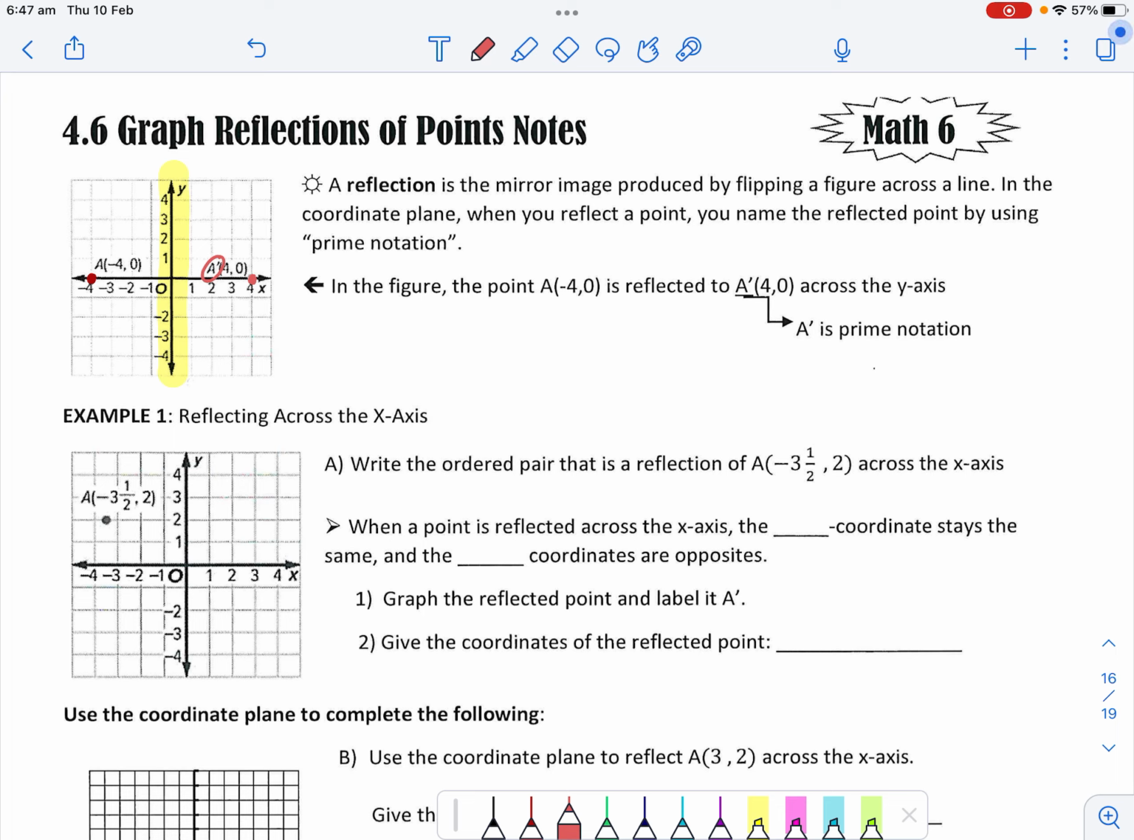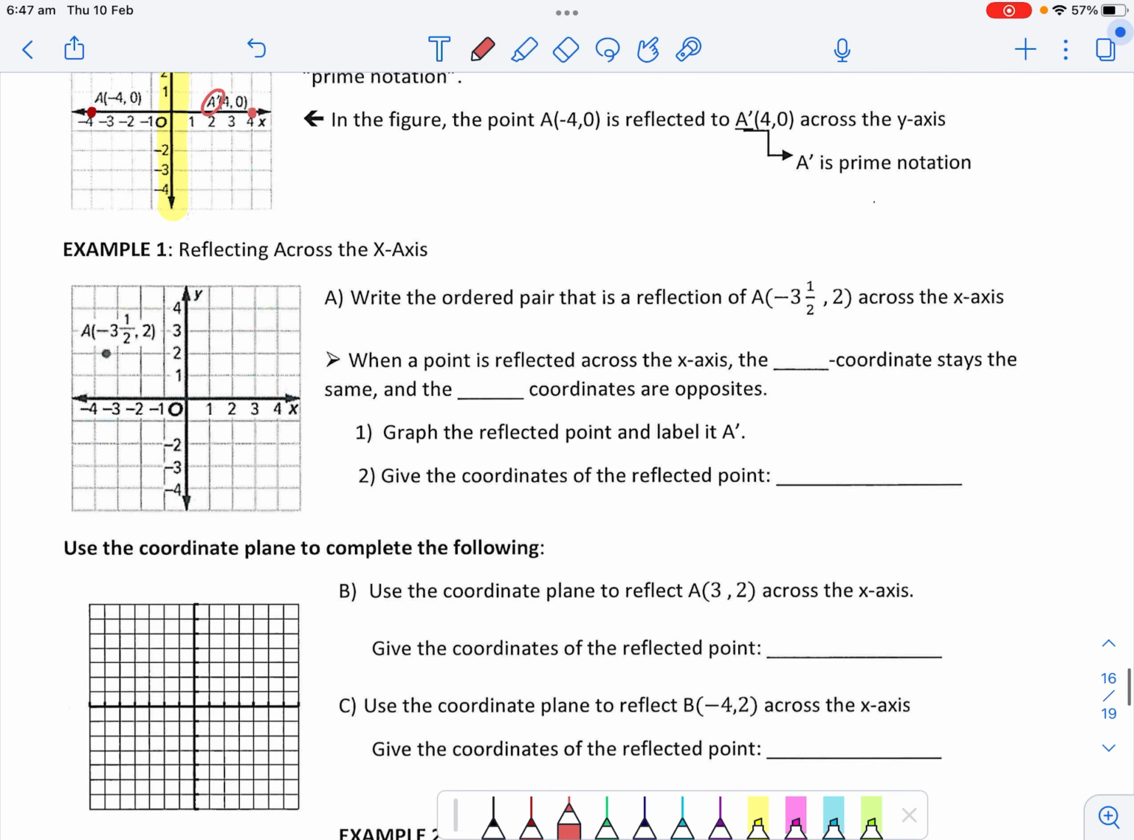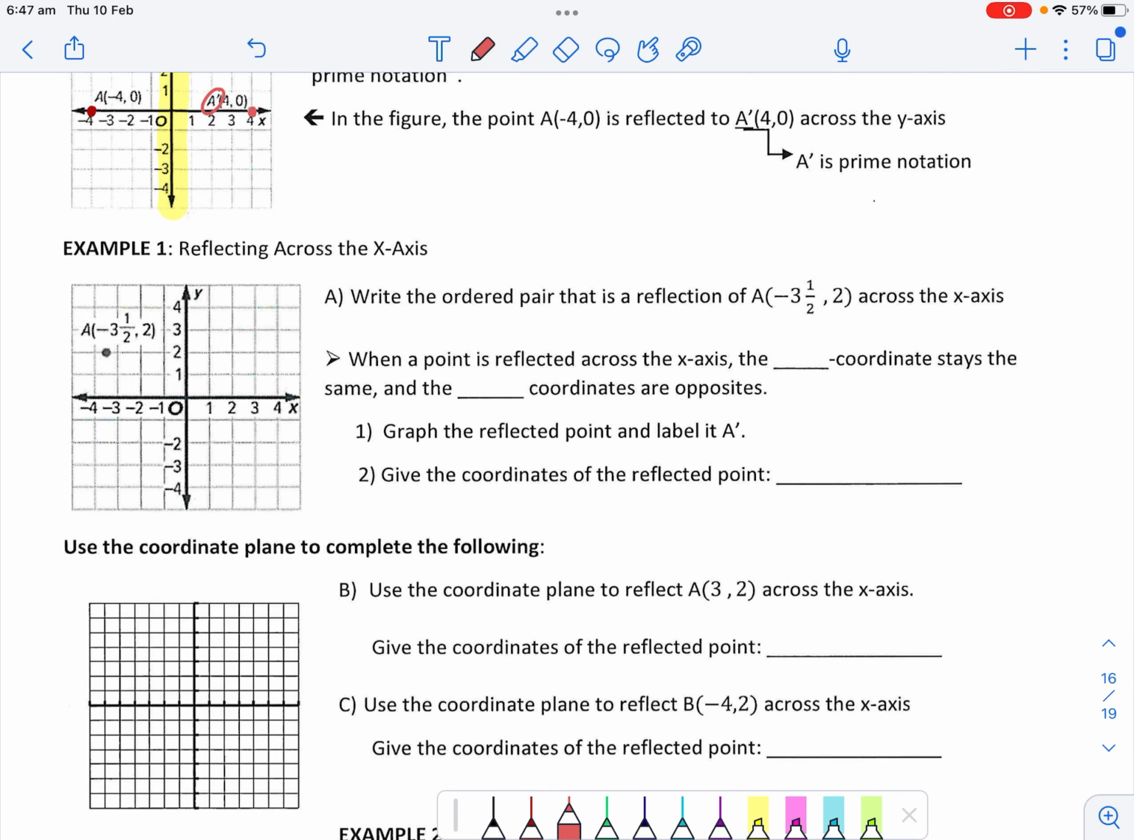So we're going to talk about reflecting across the x-axis first, and then we're going to reflect across the y-axis. So it says, write the ordered pair that is a reflection of -3.5, 2 across the x-axis. So the first thing I'm going to do is I'm going to highlight the x-axis. So this is the axis that I'm reflecting over. So for my reflection, it's as if I'm taking my piece of paper, my graph paper, and I'm folding it in half on this x-axis. And I want to know where this point A is going to end up.